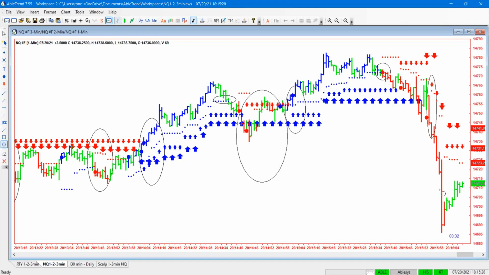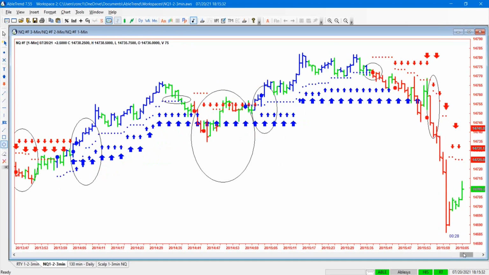And that was a beautiful signal right here. Look at this trade right here. Isn't that amazing? Software said to go short. Triple agreement. 3-minute sell signal. 2-minute sell signal. 1-minute sell signal. Red price bar. Down it went.